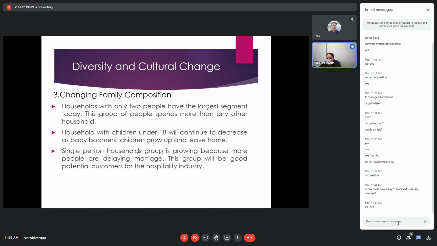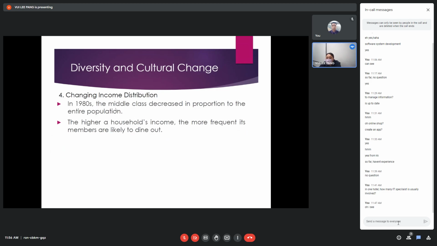And then changing family compositions. The single-person household group is growing because more people are delaying marriage. So this group will be good potential customers for the hospitality industry. And then changing income distribution, especially because the higher a household's income, the more frequently its members are likely to dine out. All these are the factors and forces that will affect the industry.